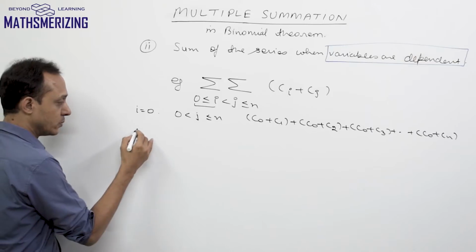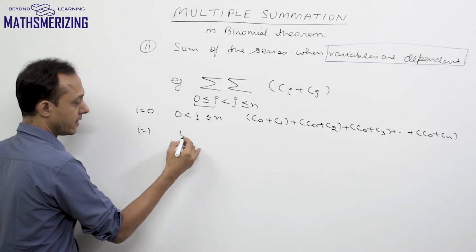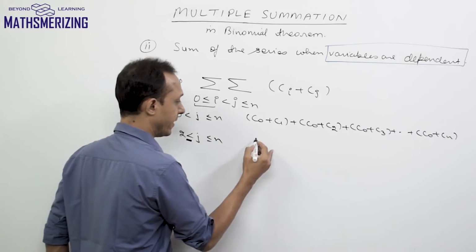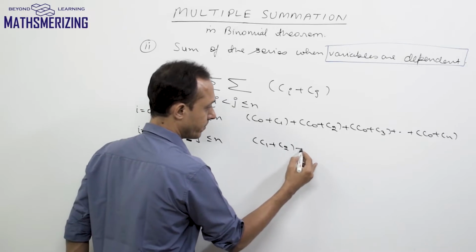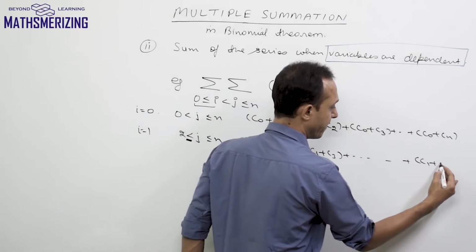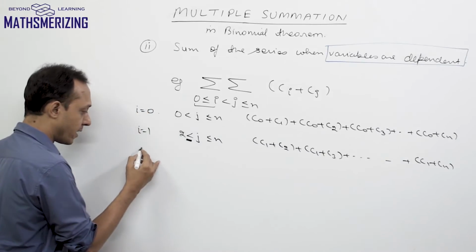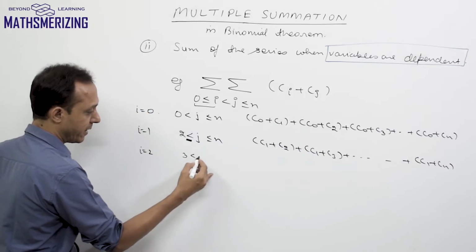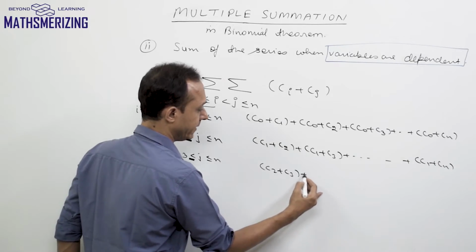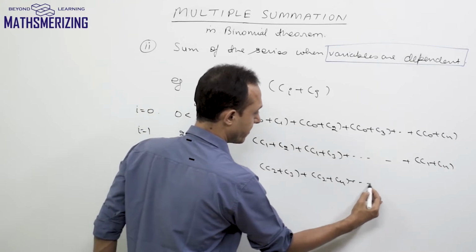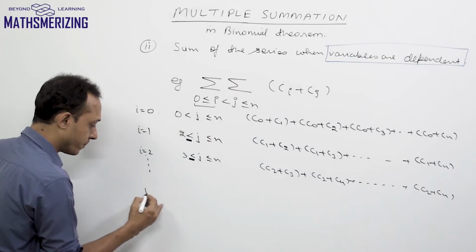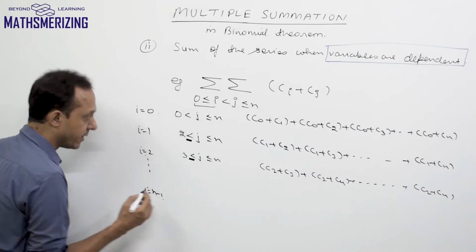Now if I take i as 1, in that case the value of j varies from 2 to n. So I'll write it as C1 plus C2, C1 plus C3, and it'll go up to C1 plus Cn. Again for i equals 2, here the value of j will lie between 3 and n. So I'll write C2 plus C3, C2 plus C4, and then C2 plus Cn, and it will continue up to when the value of i is actually n minus 1.